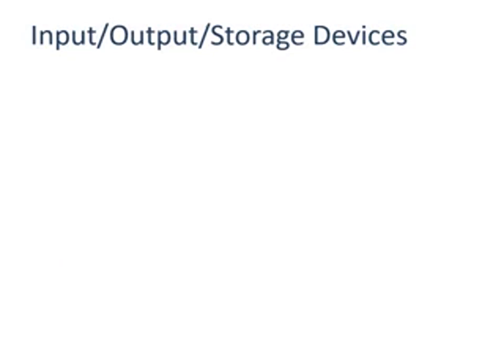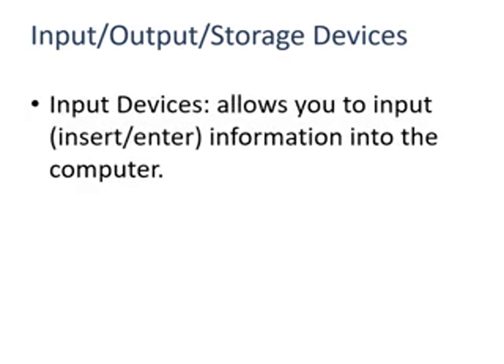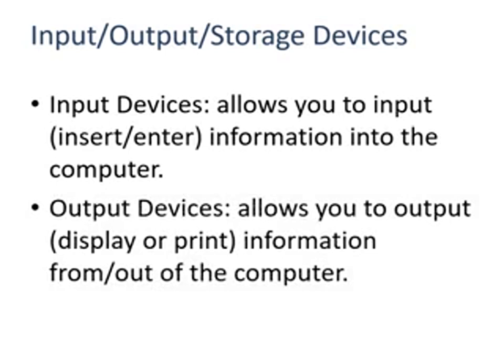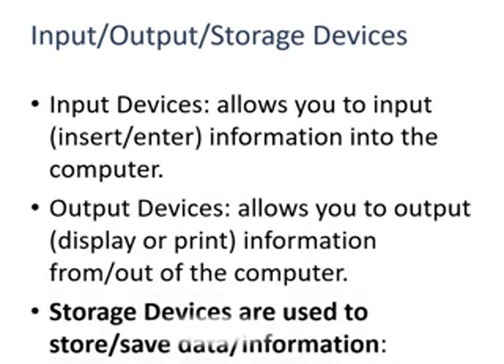All the tangible parts of a computer are either input, output, or storage devices. Input devices allow you to input or insert as well as enter information into the computer. So the input devices allow you to enter data into a computer. Output devices allow you to display or print information out of the computer. And storage devices are used to store or save the information that we've entered.